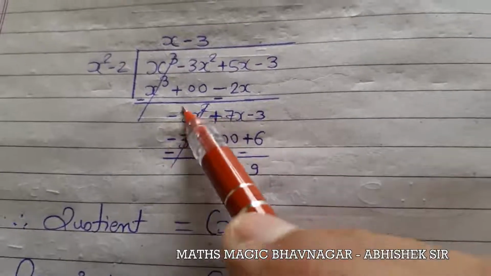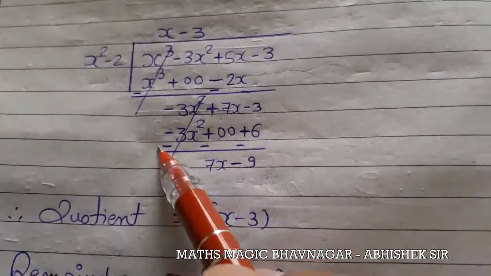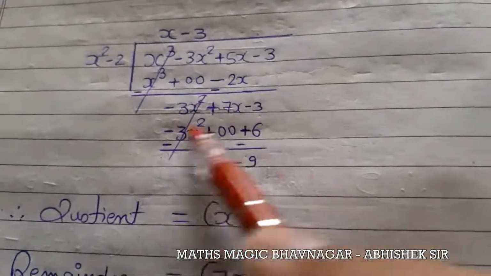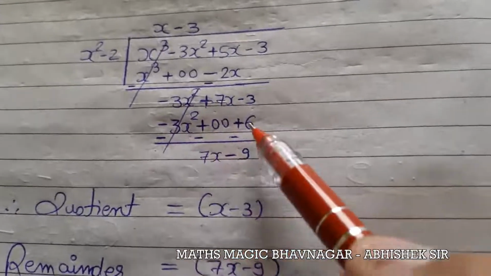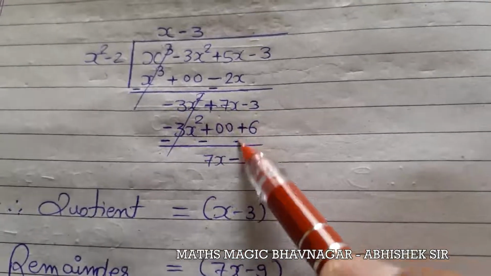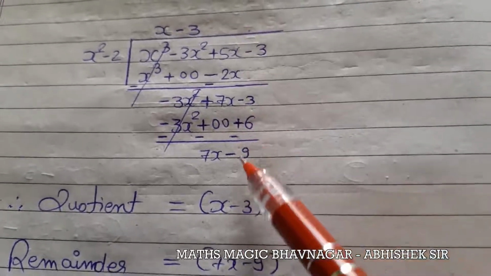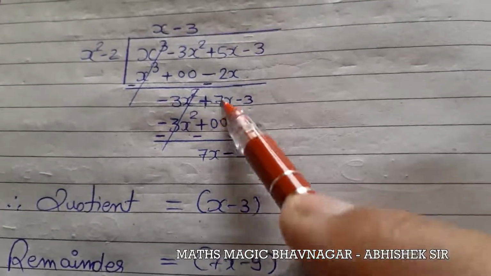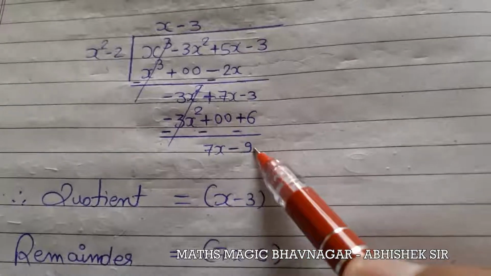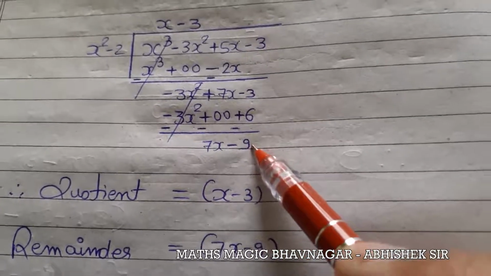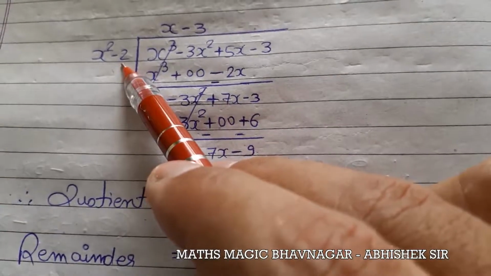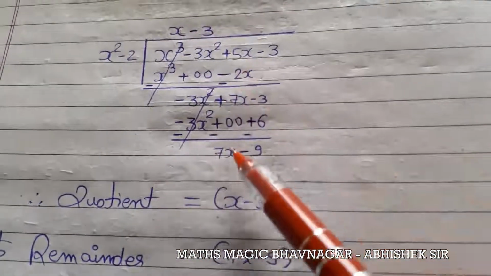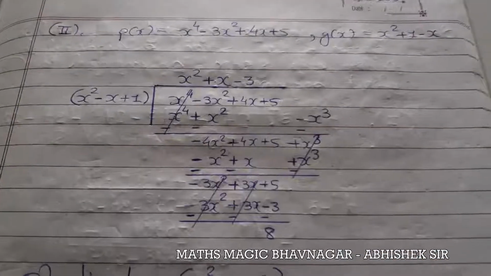So these both terms are minus, so multiplying this equation with minus, we get minus minus plus. Both terms are cancelled, this is plus and this is minus, plus minus minus. So minus 3 minus 6 is minus 9, so 7x minus 9 is the remainder. So the quotient is x minus 3, and the remainder is 7x minus 9. So this is the answer. Moving on to the second question.